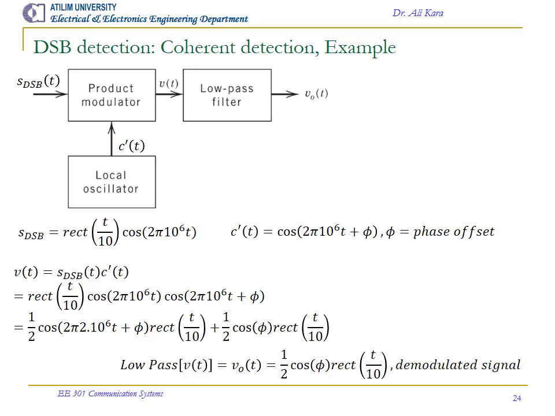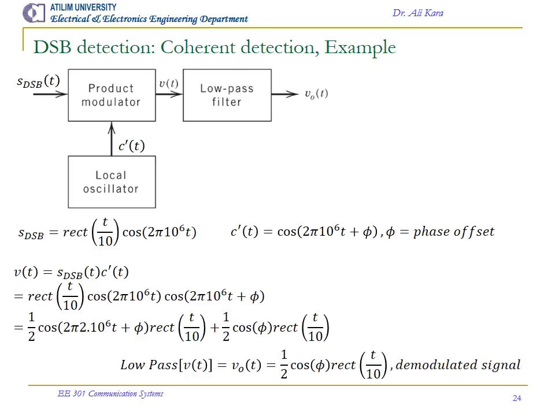Ideally, we would want c' to be equal to c(t) of the transmitter, but because no two oscillators can be identical, there will be a frequency and phase offset. For simplicity, let us only consider a phase offset phi. After the product modulation, we have two terms at the output v(t): a high-frequency term at double the carrier frequency, and a baseband term. Baseband term is the message signal times some other constants.